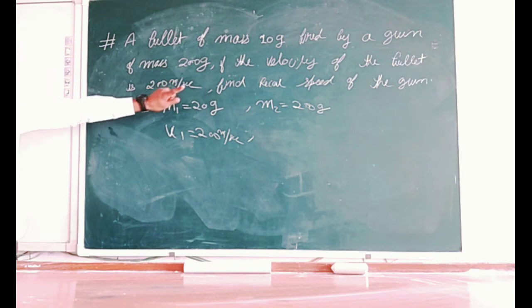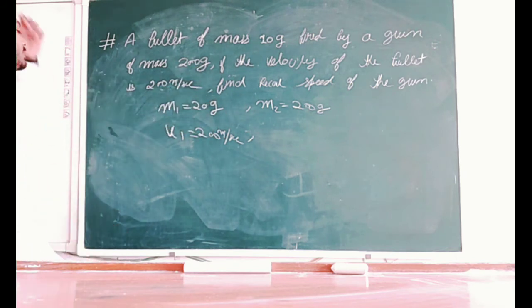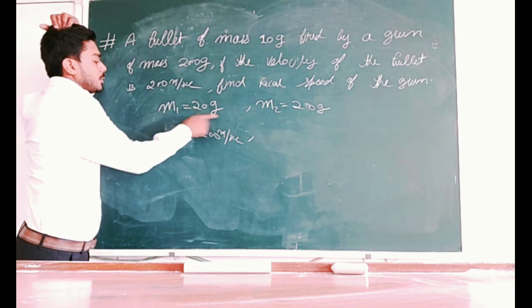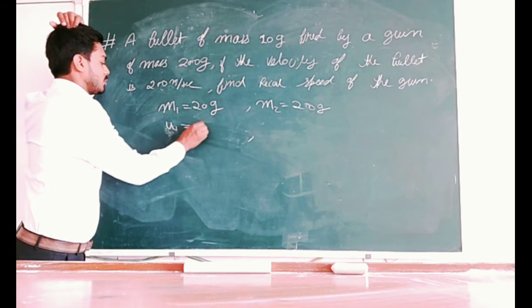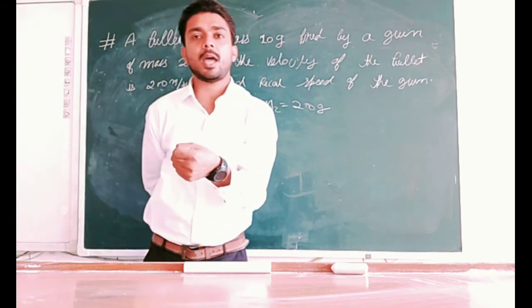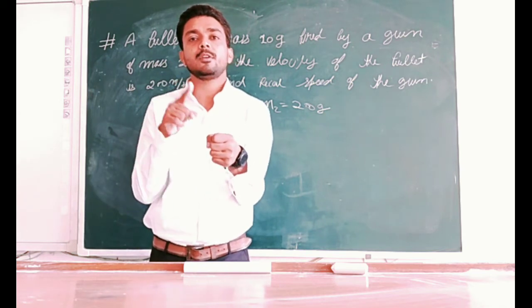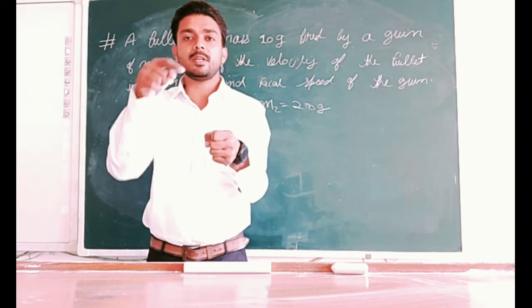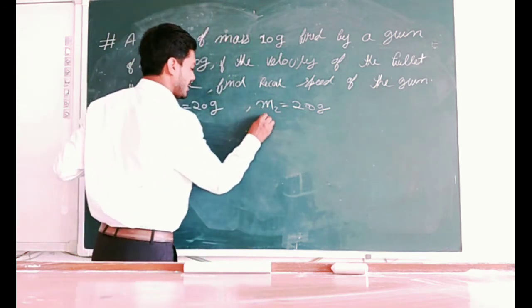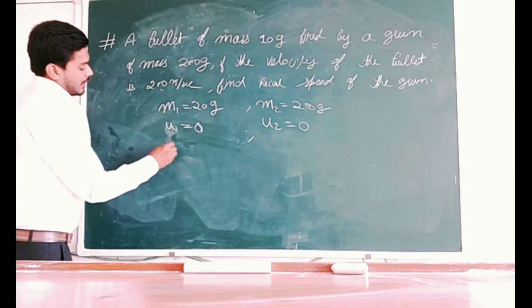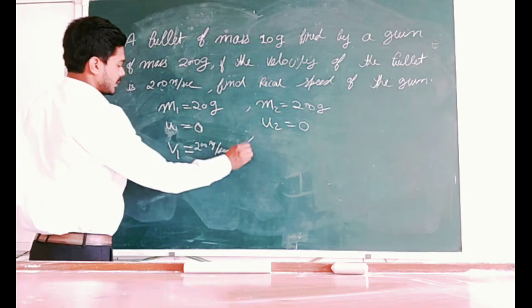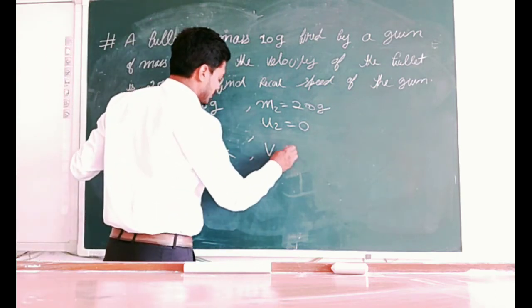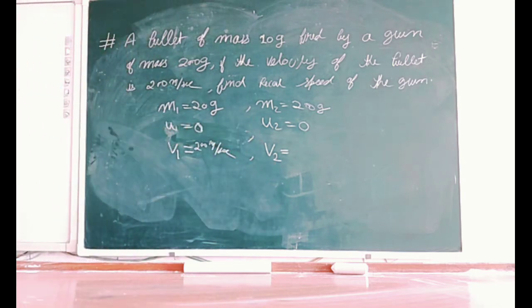Students, now we are going to solve this numerical problem. Here it is given that m1 is 20 gram, and what about the initial velocity of the bullet? u1 will be 0, because when the loaded gun is in your hand, at the starting position the velocity of the bullet will be 0, and the velocity of the gun is also 0. Then you will write here u2 is equal to 0. But after firing the gun, the velocity of the bullet is 200 meter per second, and we have to find the velocity of what? The gun. Then we are going to apply the conservation of momentum.